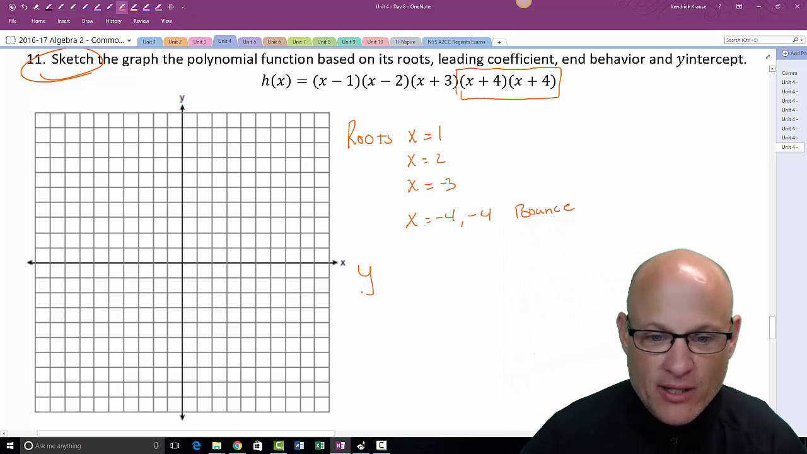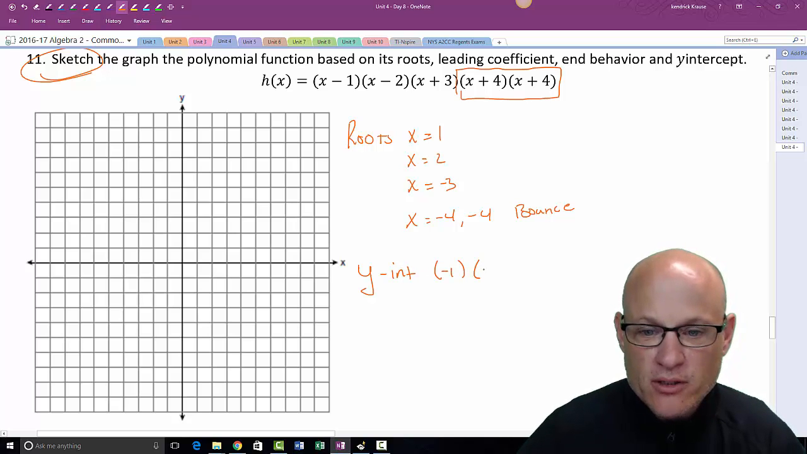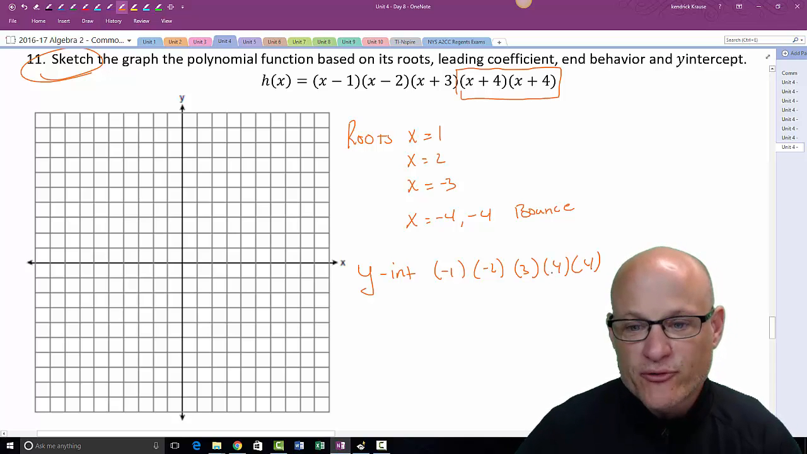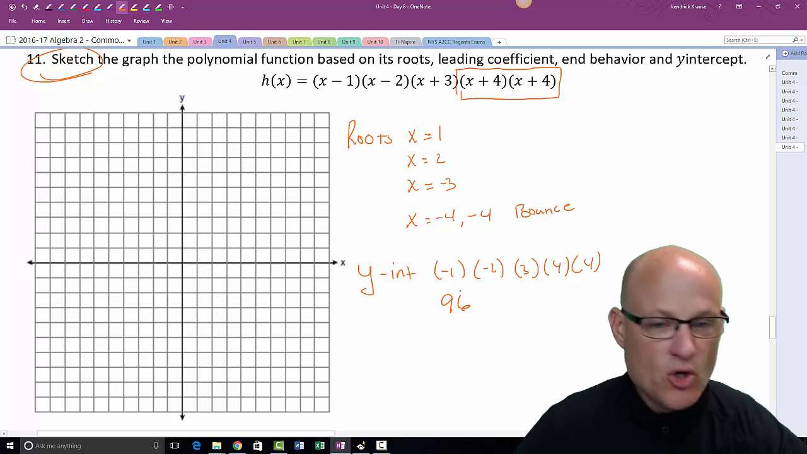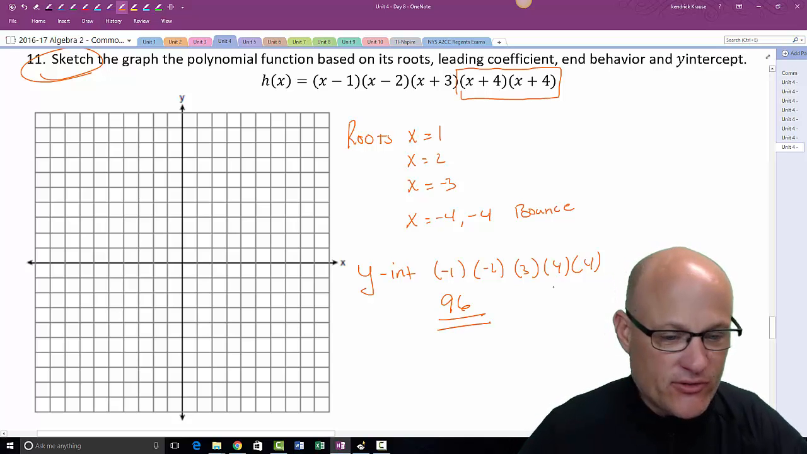Now I got to find that y-intercept. So we're going to multiply negative 1, negative 2, 3, 4, and 4. Well, 4 times 4 is 16. 16 times 3 is 48. 48 times negative 2 is negative 96 times negative 1 is positive 96. So my actual y-intercept is 96.